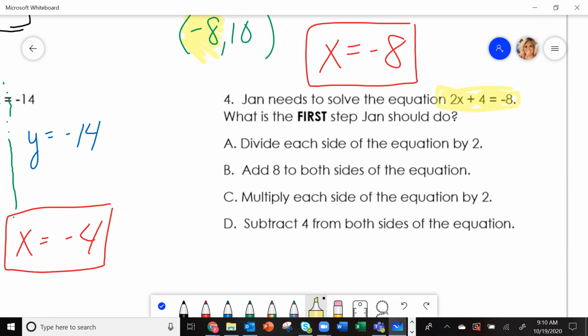If I have this equation, it's asking what is the first step? Well, I always remember to draw a dotted line. I'm trying to get x by itself. Here's the x. What do you need to move first? You're always doing addition and subtraction first, y'all. You have to move that +4, so you have to subtract 4 from each side. So D is what your answer would be.